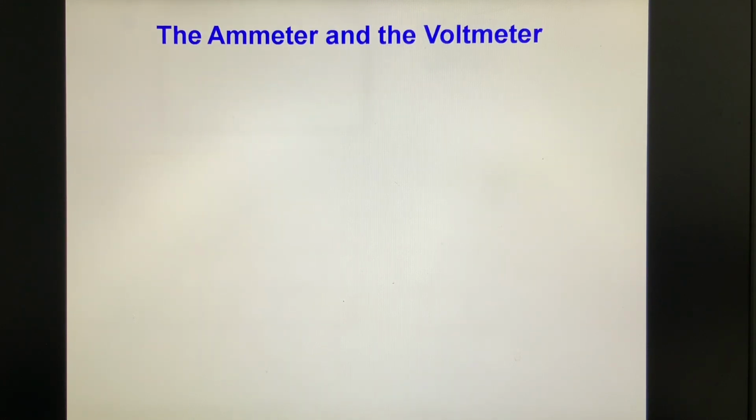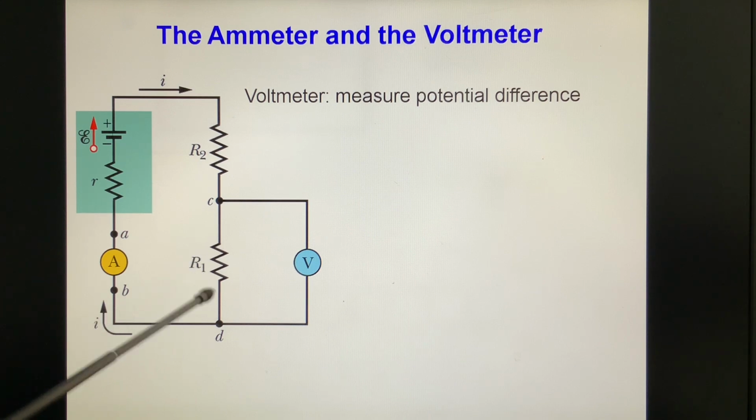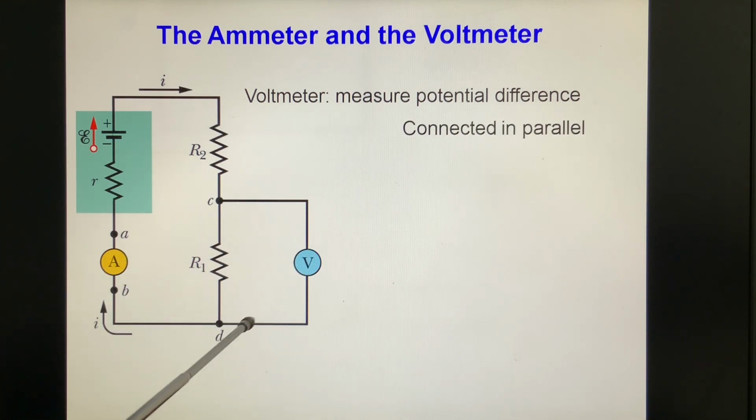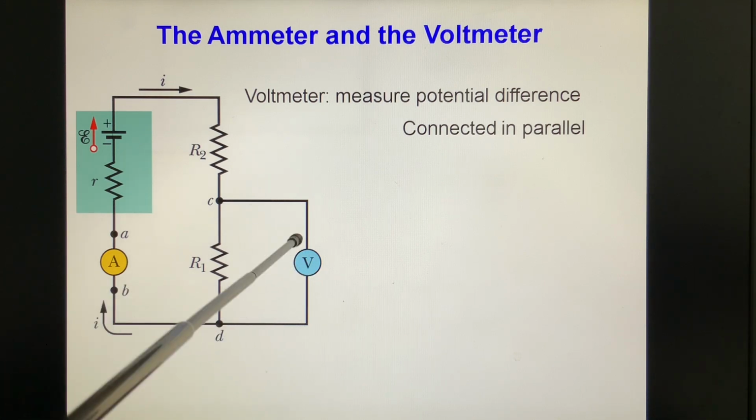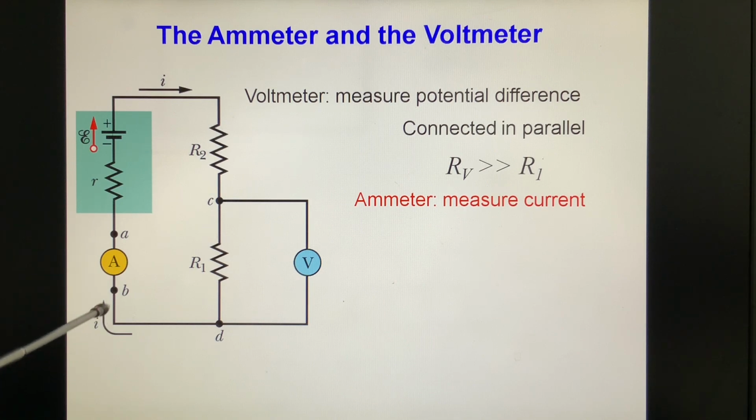The ammeter and voltmeter. Okay. A voltmeter measures potential difference. It should measure the potential difference while avoiding interference with the current. So it's connected in parallel, and its resistance should be much larger than R1. In that case, we can reduce the interference because of this connection. Ammeter, we measure the current, so it should be connected in series. And in order to avoid interfering with that measurement, the internal resistance of the ammeter must be very small. Okay.